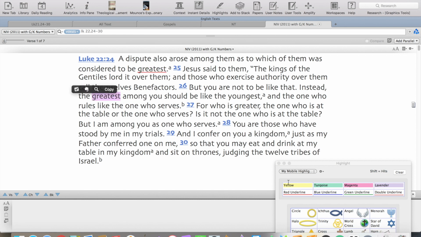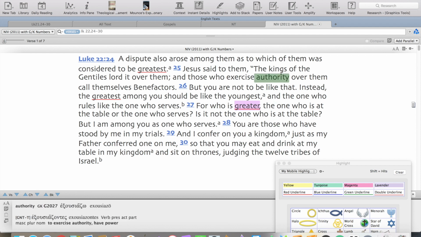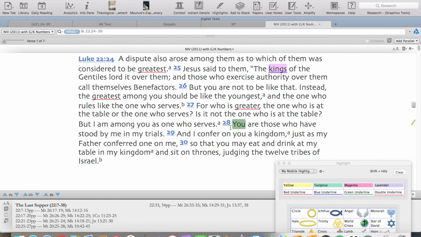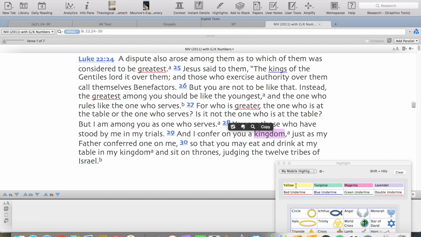Greatest and greatest. And in fact, the word comes up again: "Who is greater, the one at the table or the one who serves?" So three times that comes up. That could be significant. Then again, we also have the kings. Not exactly the same word, but the same idea. Kings, and kingdom is down here. So king and kingdom. I wonder whether those are connected, and we should be thinking about that.